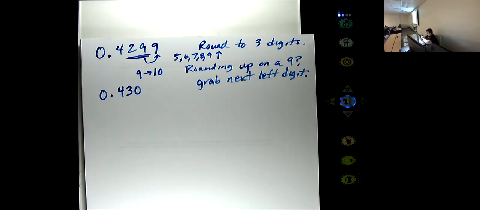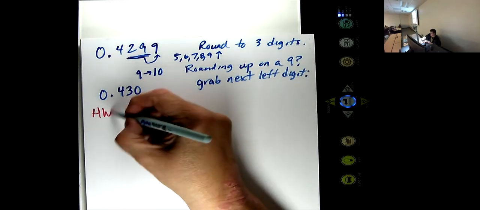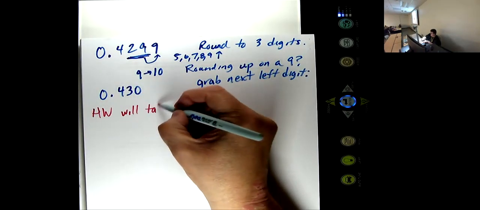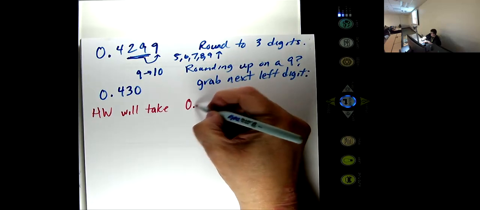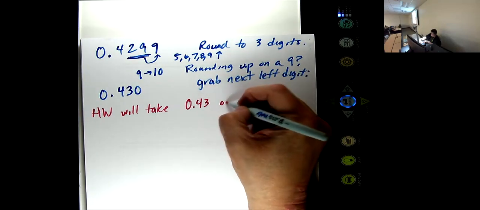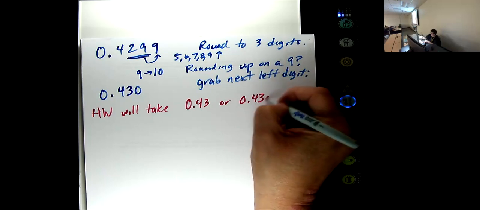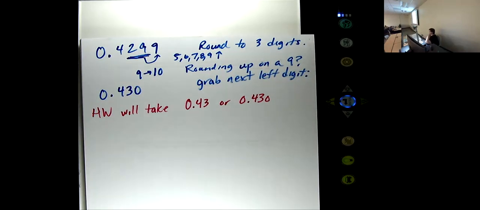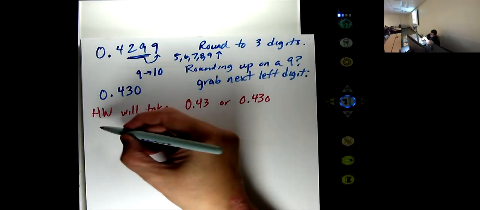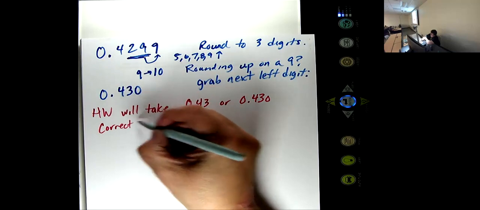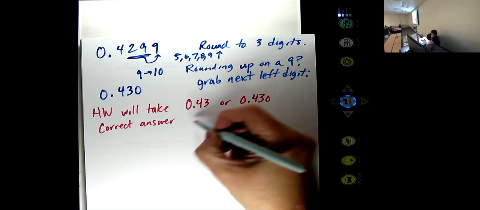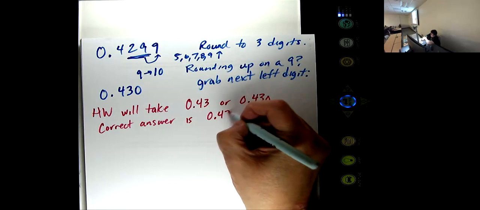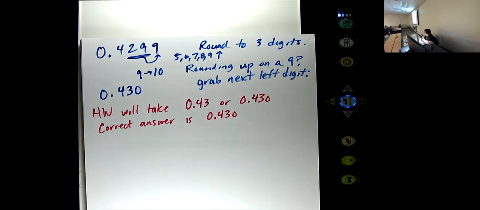Now, the homework should take 0.43 or 0.430. If it asks for 3 decimal places, it will take both. The correct answer is the one with the 0. Now, it doesn't change the value. The 0 is not changing the value.